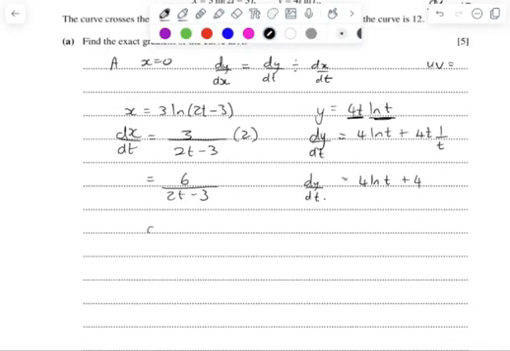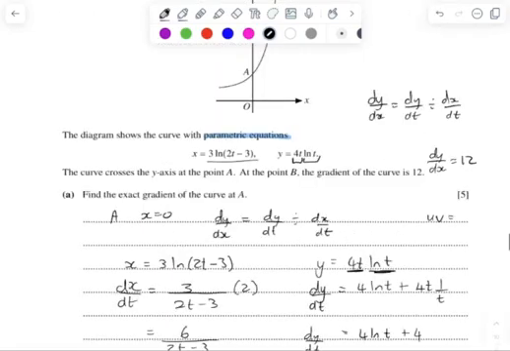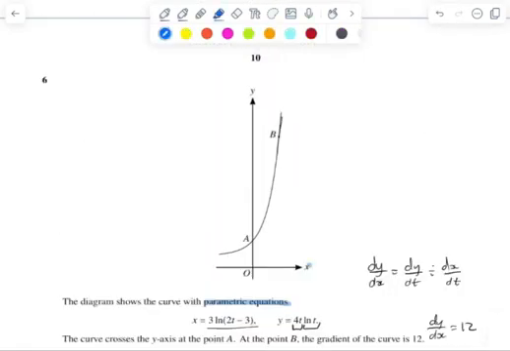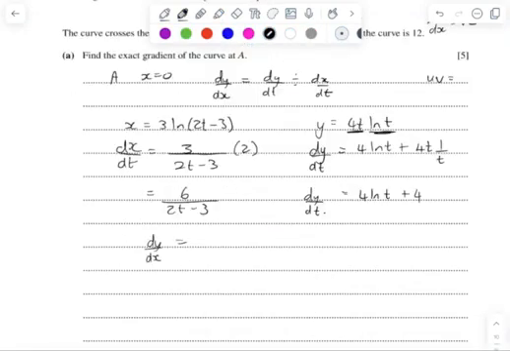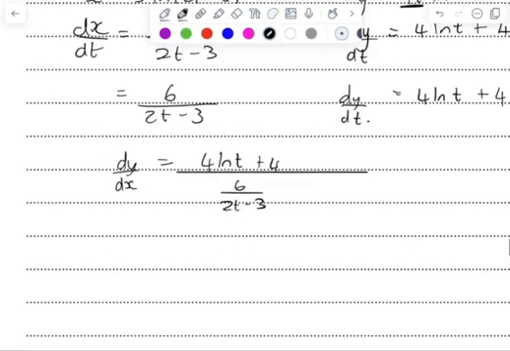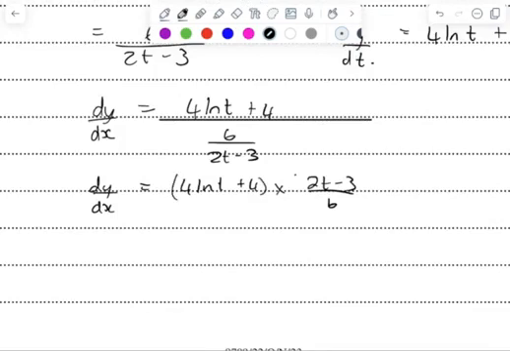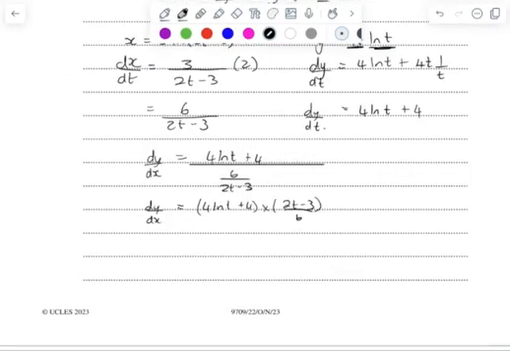Okay, so now I can find dy dx, which is actually the gradient of this graph. So here you can see we've got a graph of x against y. That's why we need to find dy dx. And that is dy dt, so 4 ln t plus 4 divided by 6 over 2t minus 3. So dy dx, I'm just going to rewrite this, 2t minus 3 over 6. I don't know if that actually makes anything simpler or not. Basically what we need to know is the value of t.